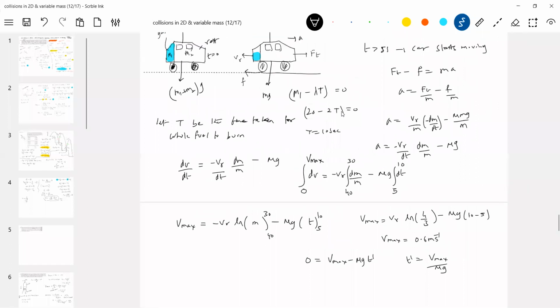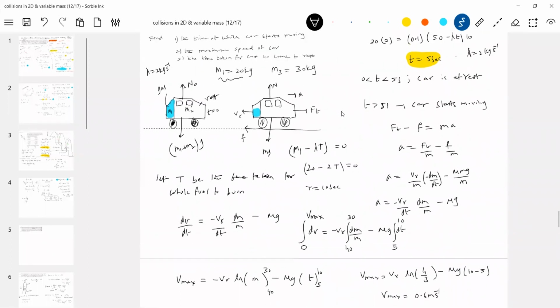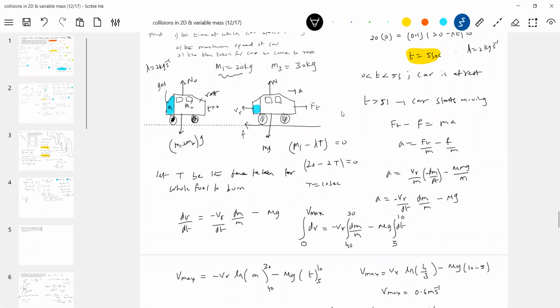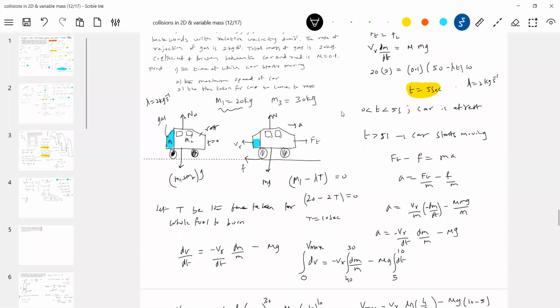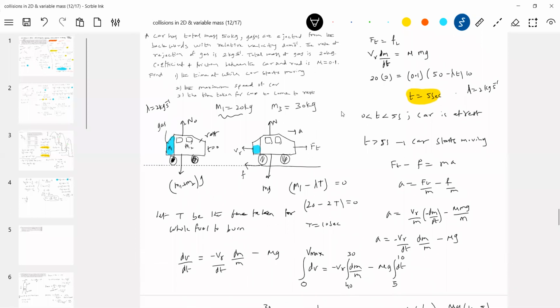Overall situation: you have to read that immediately it will not move. Only when the thrust force is able to overcome the friction will it start moving. This is the idea of this problem. Some questions in variable mass, you have to be careful. Application comes in a little bit, you have to be alert.